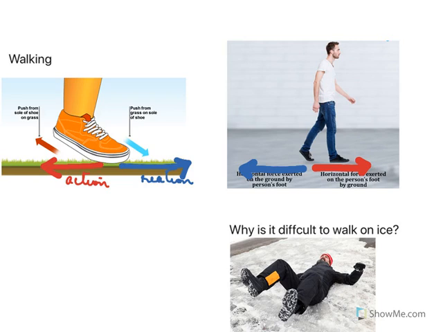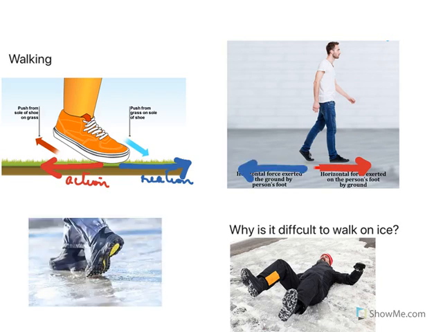Why is it difficult to walk on ice? The reason is, when we walk on ice, because of less friction, we find it difficult to exert this backward force. We are unable to exert this backward force. Hence, we do not get a forward force. And it is very easy to slip on ice.